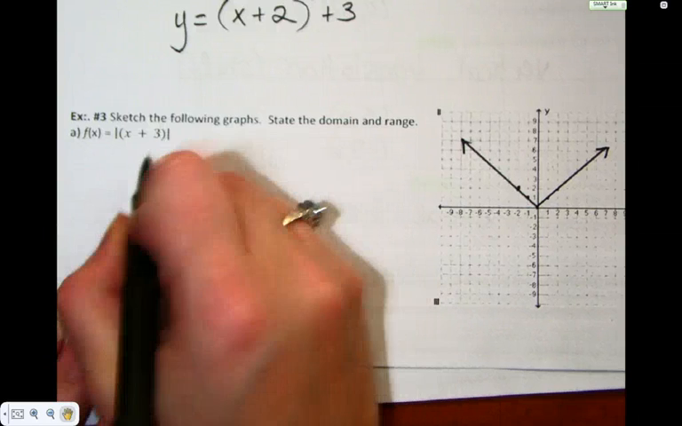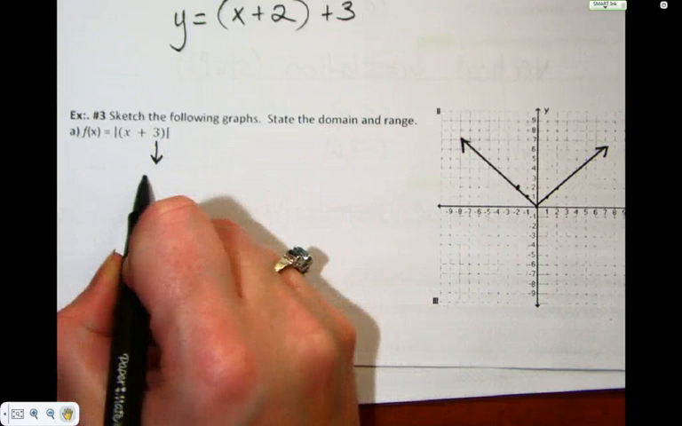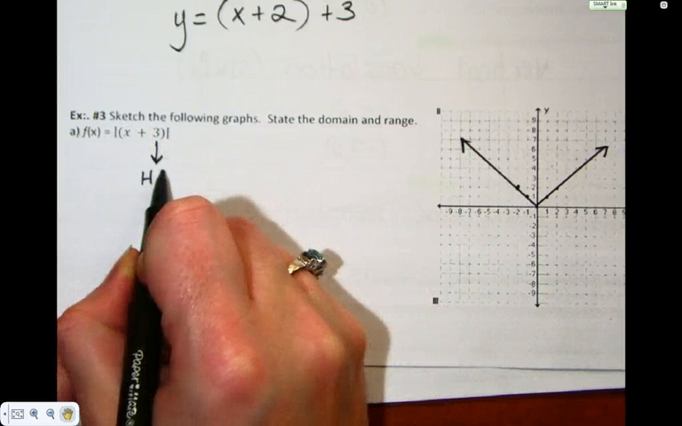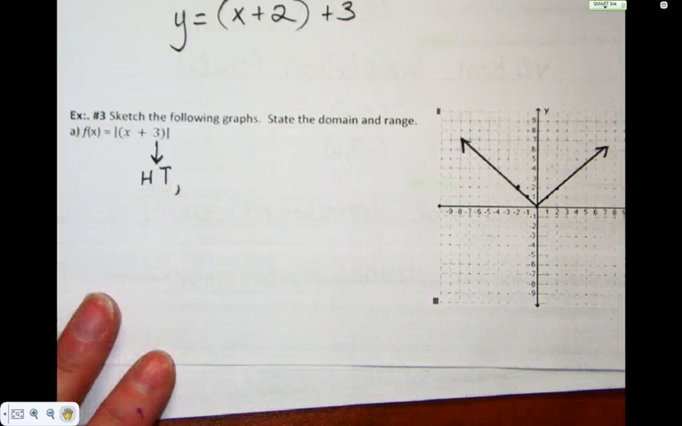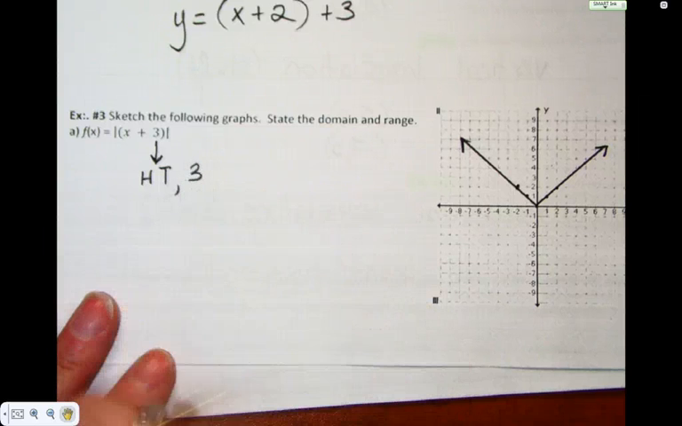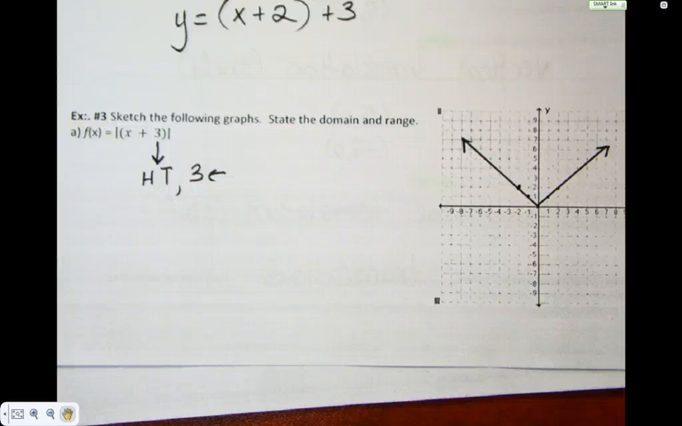Step number 2, now we're going to describe the functions. Is the 3 inside brackets or outside brackets? That makes it a horizontal translation. Now we have to tell me how it moves. 3 units to the left. So step 2 is to describe the transformations. Step 3, we're actually going to draw the transformations.